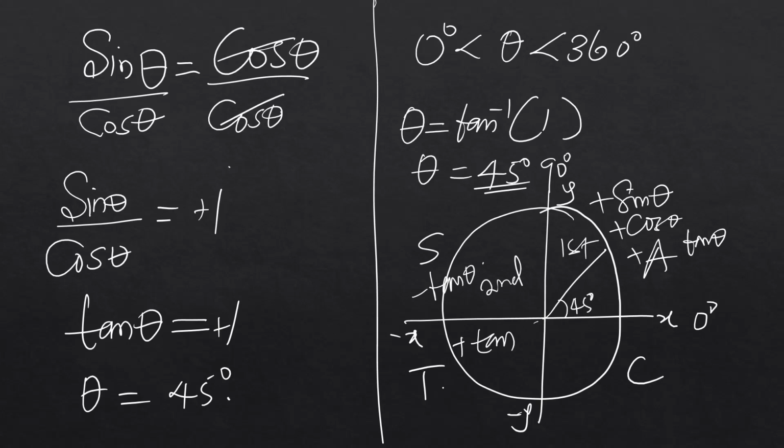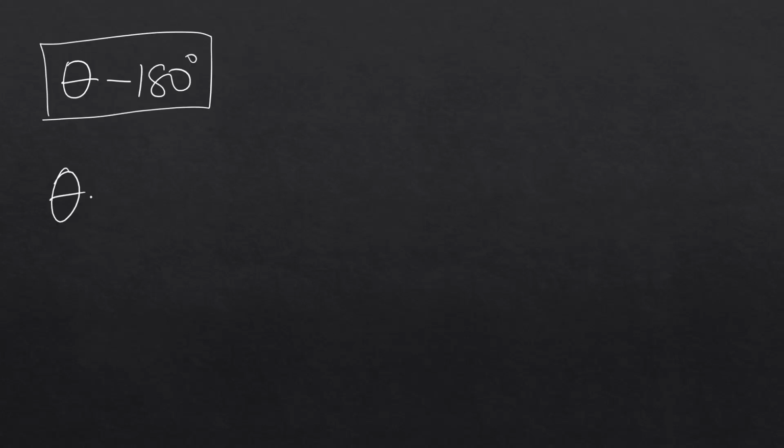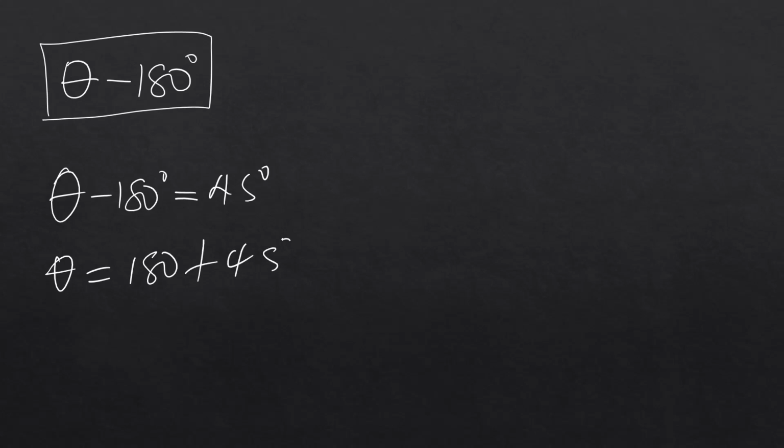So how are we going to get the rest of the angles? We are going to say that theta minus 180 is equal to that angle, which is 45 degrees. Therefore, theta is equal to 180 plus 45 degrees. So theta is 225.